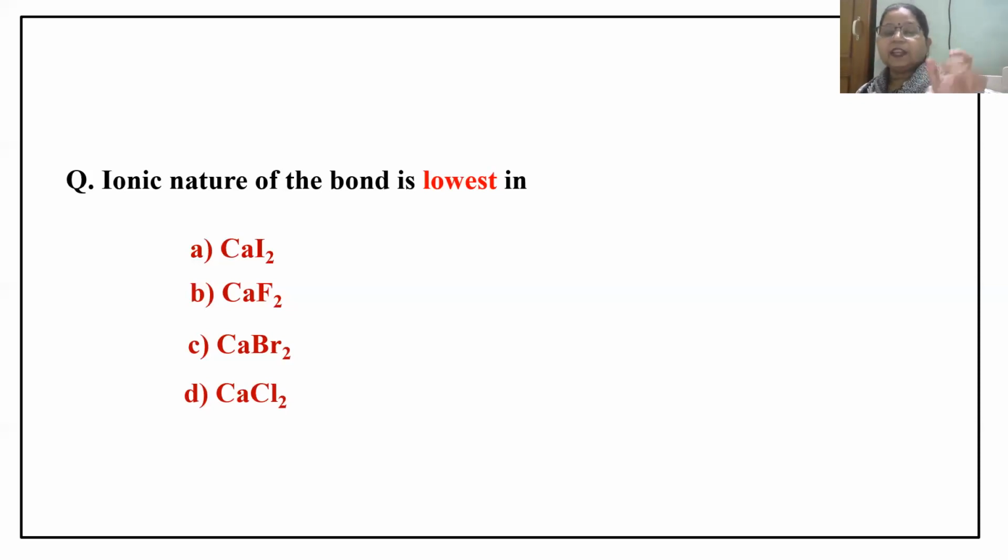I specifically have put the question which I wanted to ask in red color so as to avoid any confusion in the answer, right? Because everything is opposite of each other. So ionic nature of a bond is lowest in calcium. I have deliberately kept the cation same.